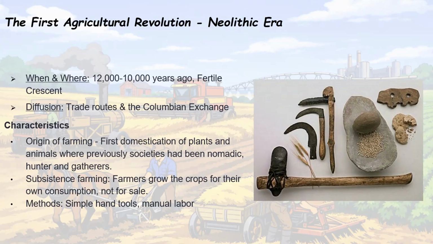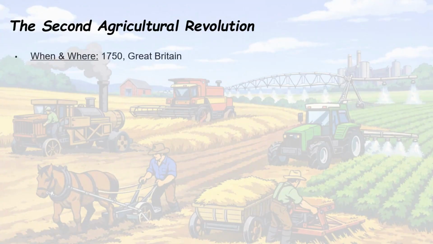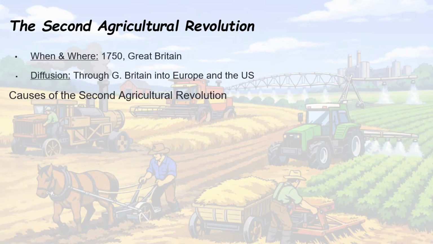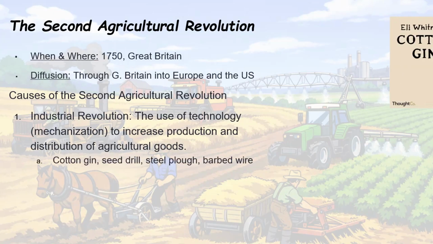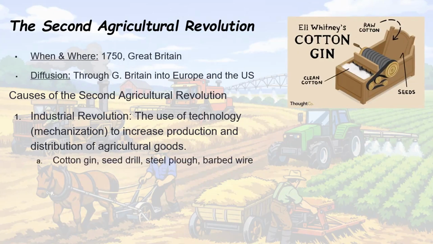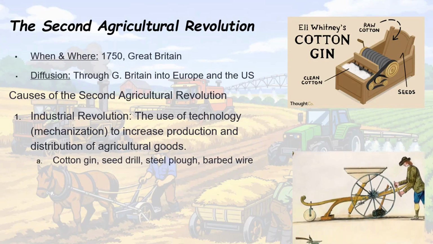But fast forward thousands of years, and farming is about to get a serious technology upgrade in Great Britain. In 1750, Great Britain basically said, what if farming, but faster? This is the second agricultural revolution. It starts in Great Britain and then diffuses into Europe and the United States. And the big reason, the Industrial Revolution, technology enters the farm chat.